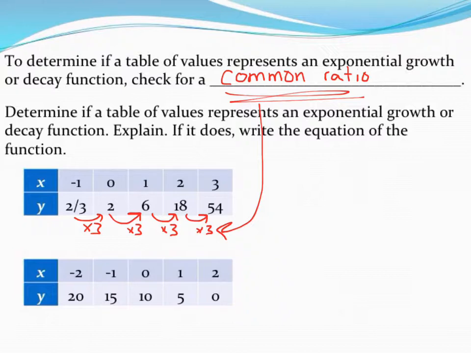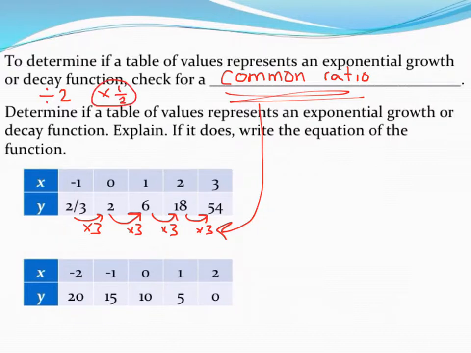And just a side note, if you notice there's a consistent number you're dividing by, that's still evidence of a common ratio. However, don't think division, think multiplication. So for example, if you notice that you were dividing by 2 each time, really that's the same thing as multiplying by a half. You always want to look for multiplication when you do these.